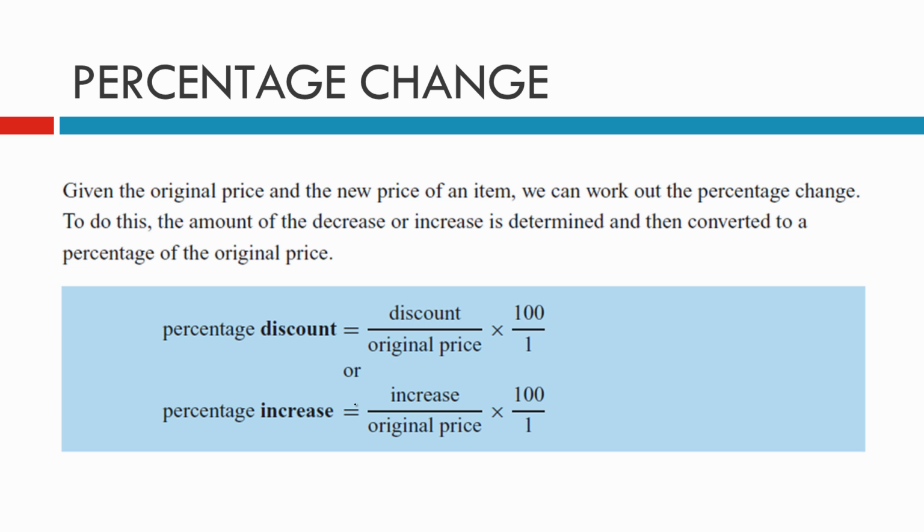Okay, given the original price and the new price of an item, we can work out the percentage change. Now this is where you start to work out percentages here. To do this, the amount of decrease or increase is determined and then converted to a percentage of the original price. So let's have a look at the formulas over here. Okay, percentage discount equals the discount divided by the original price times 100, and the increase would be the increase amount divided by original price times 100. So remember these formulas, and we will have a go at doing this in an example.